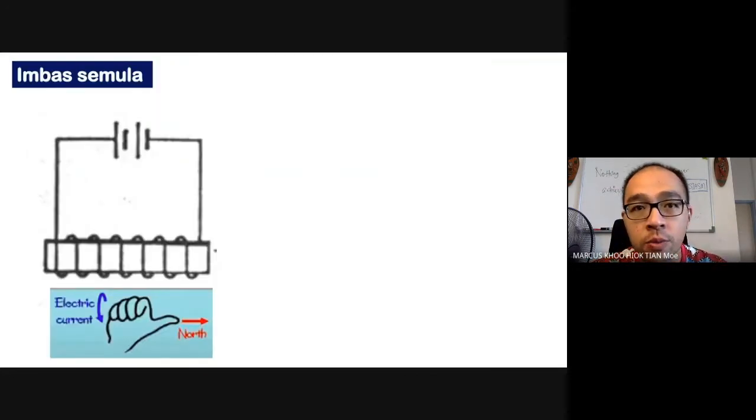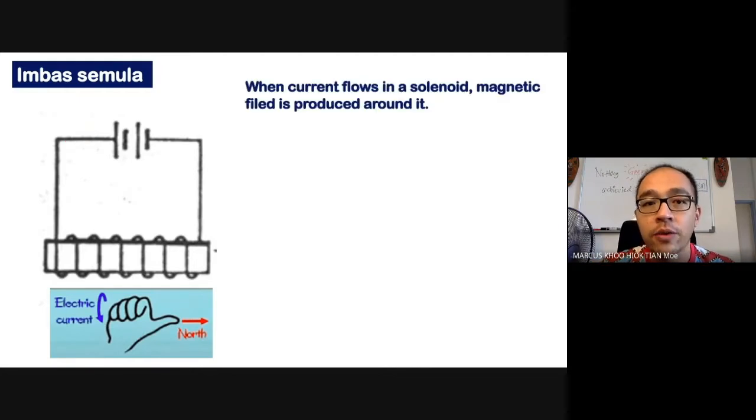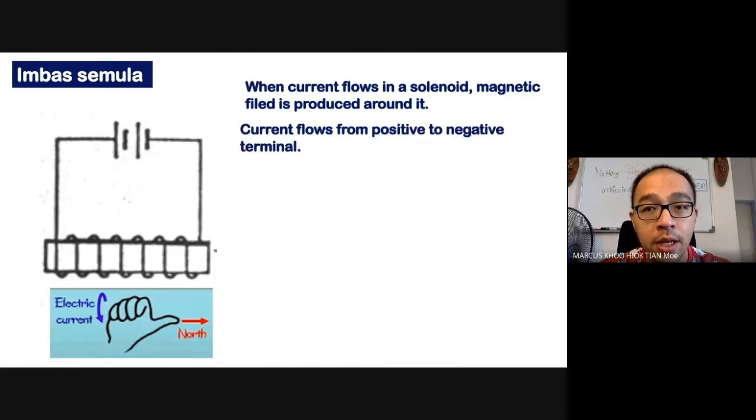Now, in this one, we learned this. Sorry, you learned this when you were in Form 3. If current is flowing over here, in this slide, we find that when current flows in the solenoid, the solenoid will become a temporary magnet. And of course, current flows from the positive to the negative terminal.